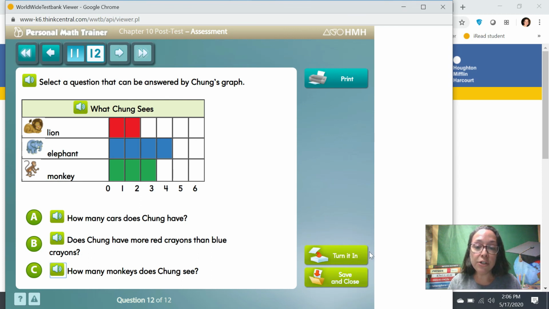When you're done, make sure you click on Turn In so your teacher can see how you did and you can see how you did. No se olviden de apretar este botoncito cuando acaben para poder ver las preguntas como hicieron y la calificación.